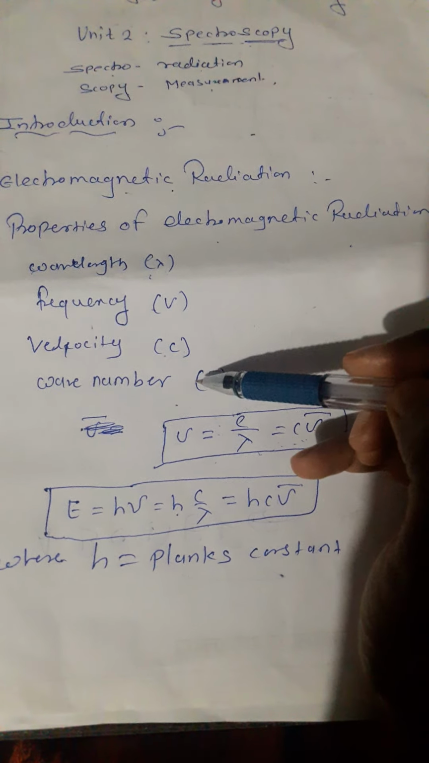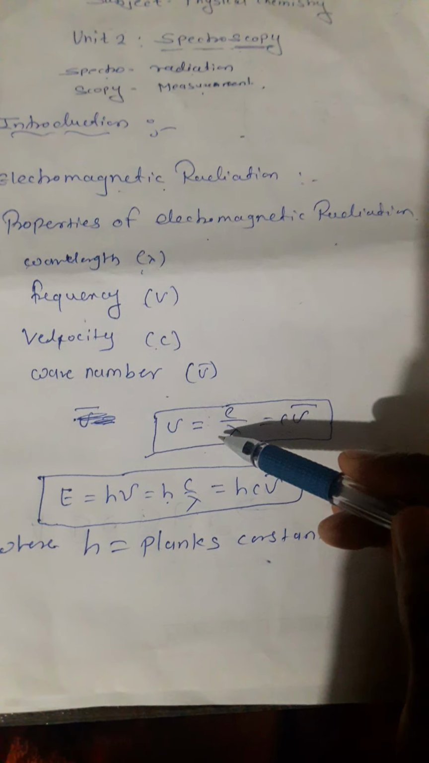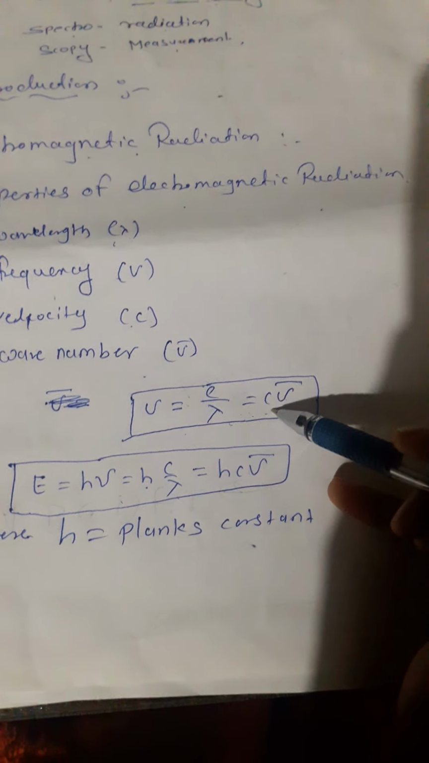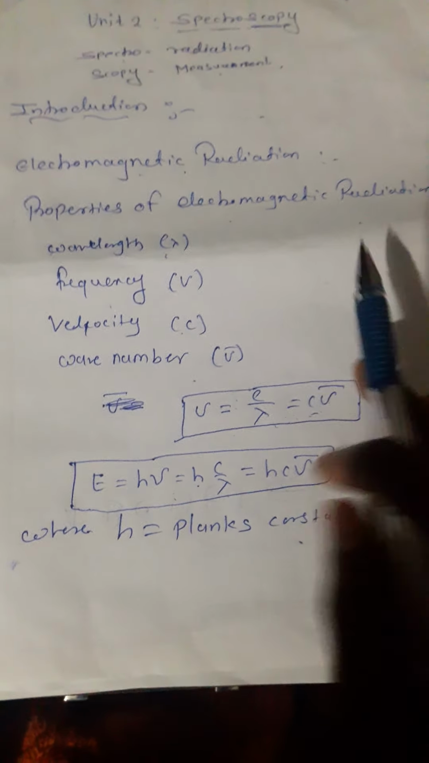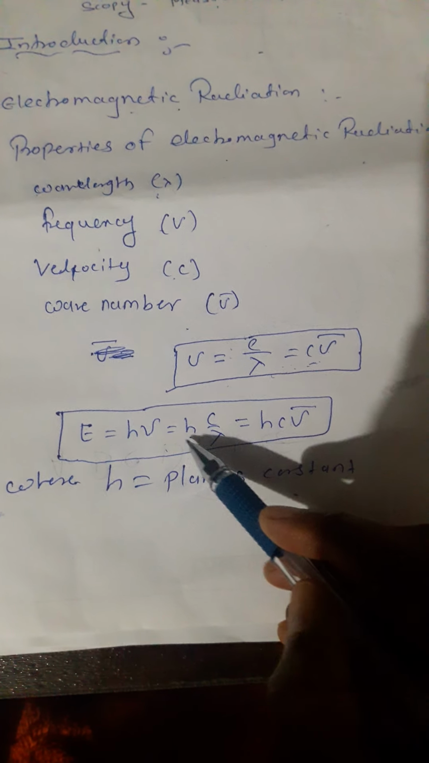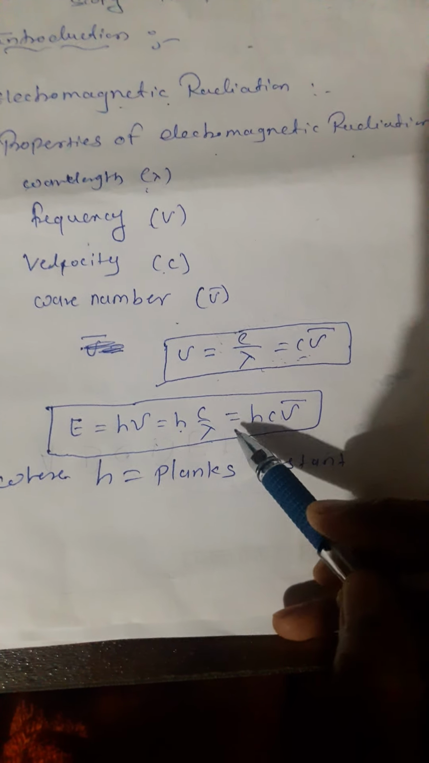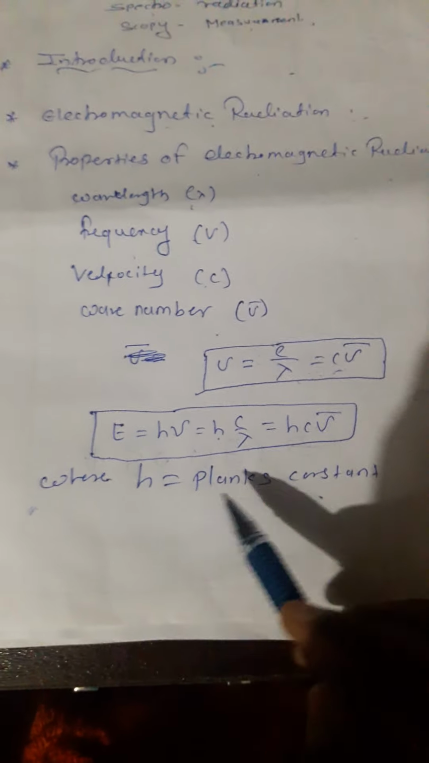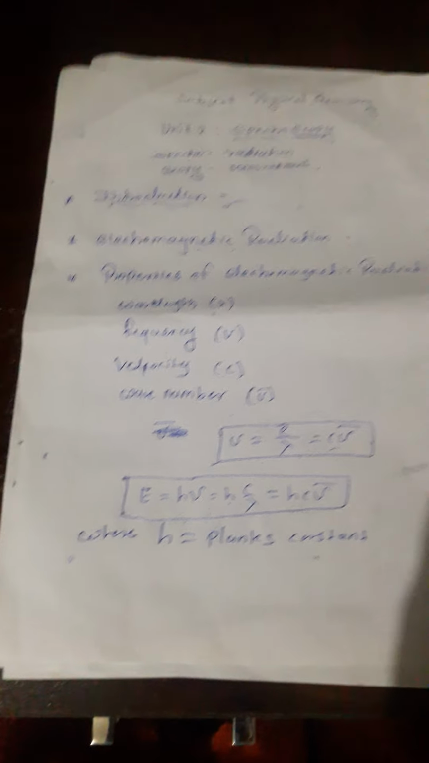All these properties are related by the equation: nu is equal to c upon lambda, which is equal to c into nu bar. And the energy E is equal to h nu, which is equal to h into c upon lambda, which is equal to h into c into nu bar, where h is Planck's constant.